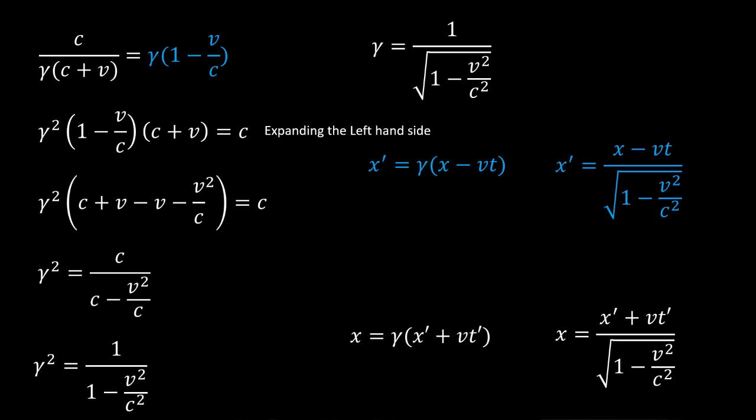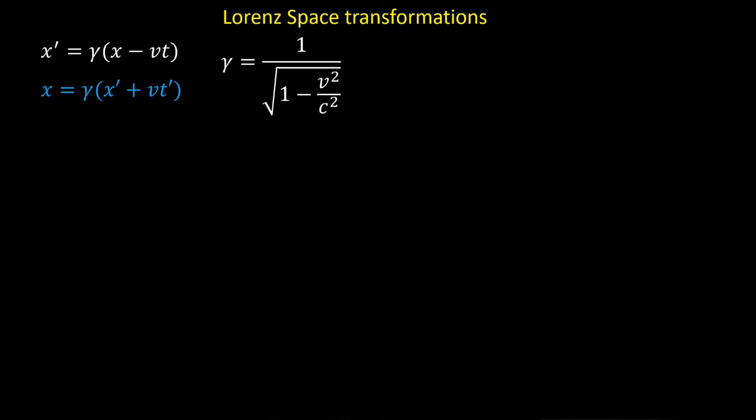From these two spatial Lorentz transforms, we can quickly derive our time transforms as follows. We shall take the travelling reference frame x prime transform and divide both sides by gamma to get x prime over gamma equals x minus vt. We now plug the other transform into this equation for x to get x prime over gamma equals gamma, open brackets, x prime plus vt prime, close brackets, minus vt.